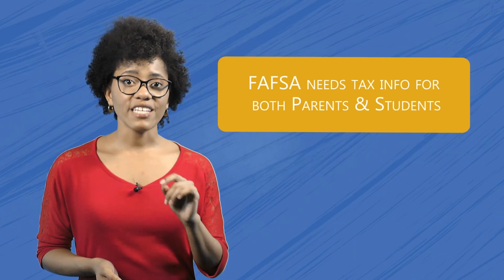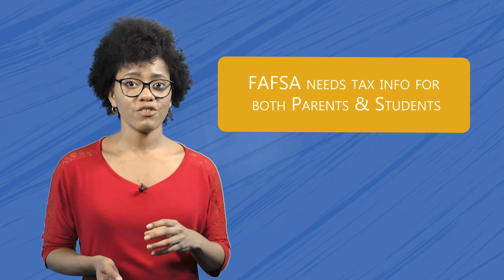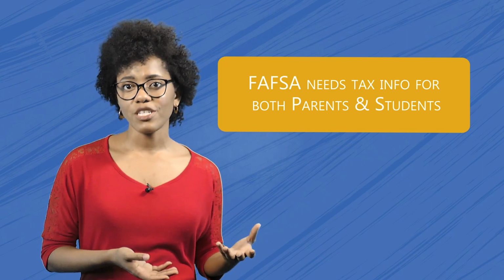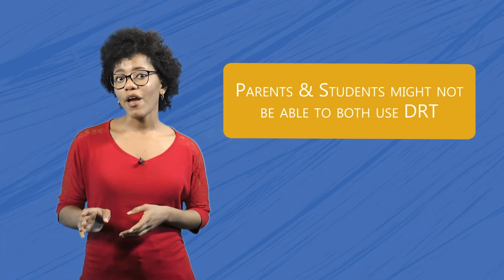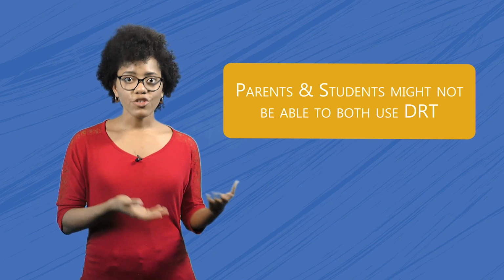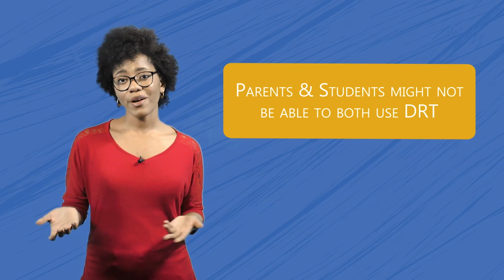Remember, the FAFSA needs this information from both parents and students. It might be that one of you can use the DRT and the other can't. For instance, if the student files as single but the parents are married and file separately, the student could use the DRT, but their parents could not.